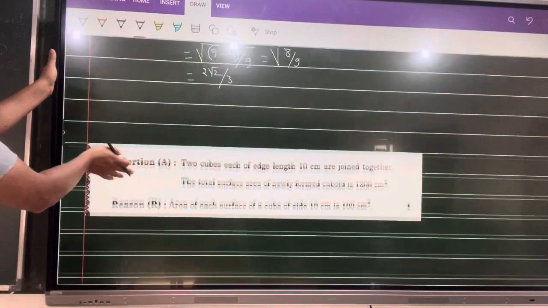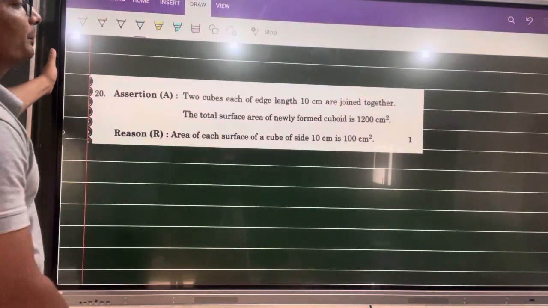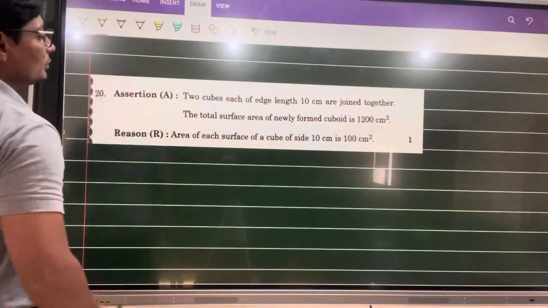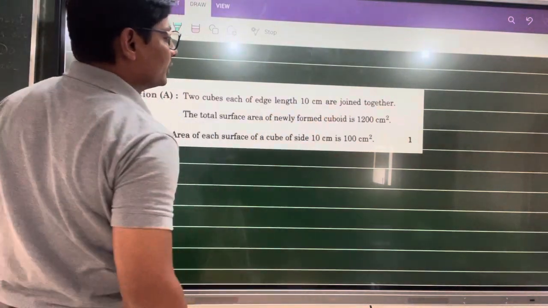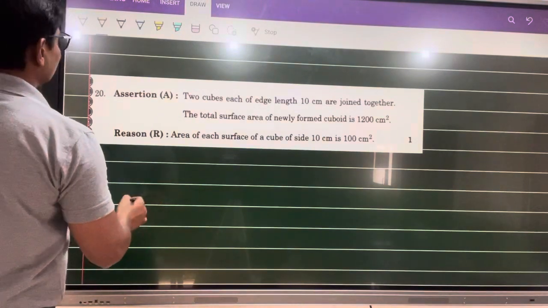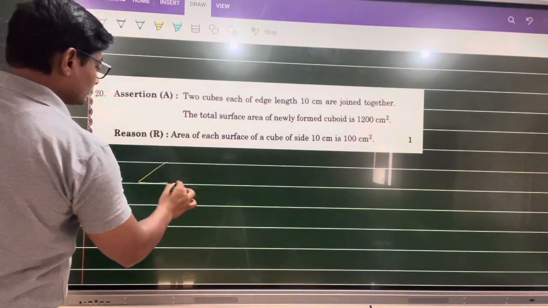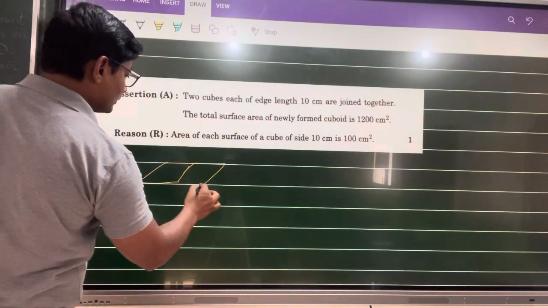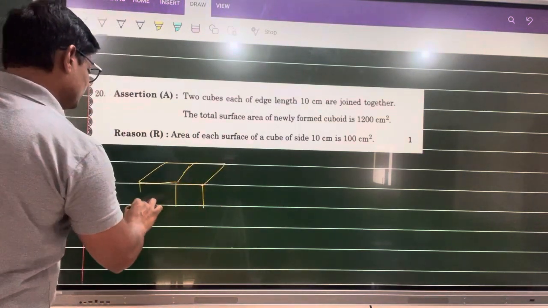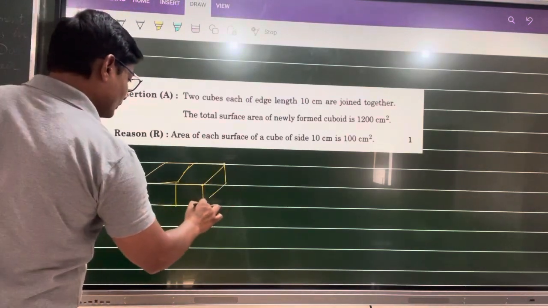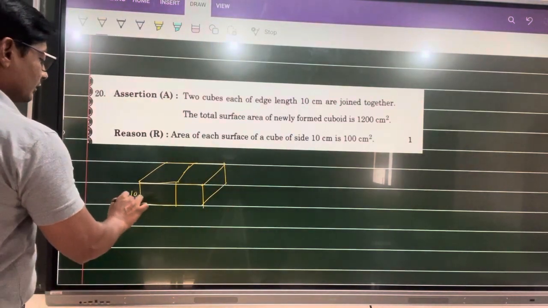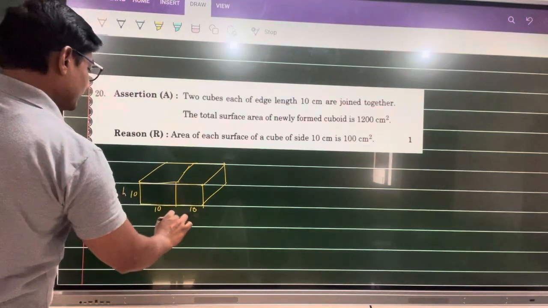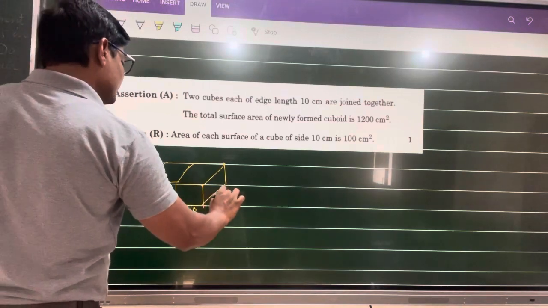Fine. Then the 20th question. Two cubes, each of edge length 10 centimeter, are joined together. After joining the cubes, the total surface area of the newly formed cuboid is given. Joining the cubes means they have been joined edge to edge. So it will look like this. The length now is added together, the height is the same, and the breadth is still the same.